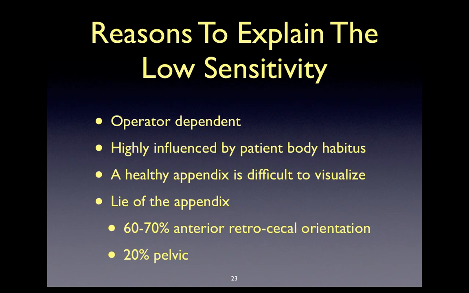In postmortem studies, it was found that 60 to 70% of the population actually has a retrocecally oriented appendix, which will make identification of the appendix by ultrasound quite challenging.